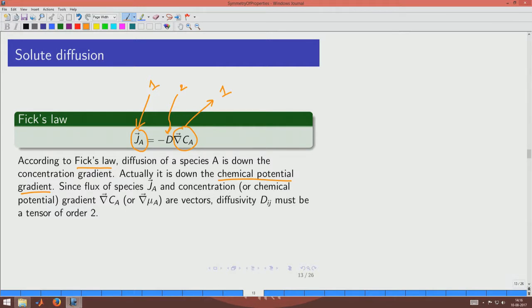So, which means that again we will require 9 different elements to specify diffusivity completely, and very often it is actually a symmetric tensor for reasons that we will be talking about a little later. So, we will have several quantities that will go in to measure diffusivity.